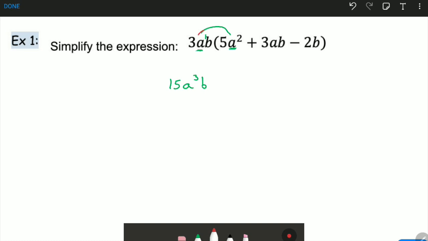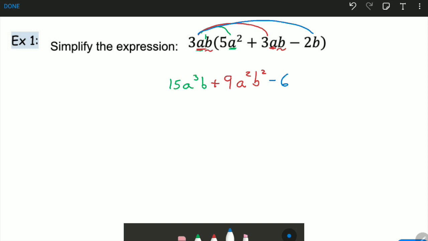So 3ab times 3ab. So multiply the coefficients. 3 times 3 is 9. And then when we combine our variables, we have a to the first and a to the first, making it a to the second. And b to the first times b to the first gives us b to the second. Then we have one more term. I'm going to switch it. There we go. 3ab times negative 2b, multiplying my coefficients, is negative 6.